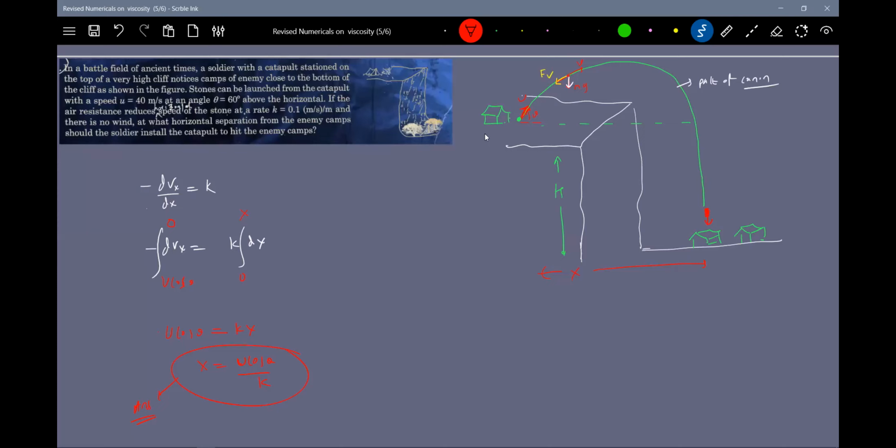Reduces horizontal speed. Screen is not shared. Resistance reduces horizontal speed of the stone at a rate. This is what is missing.